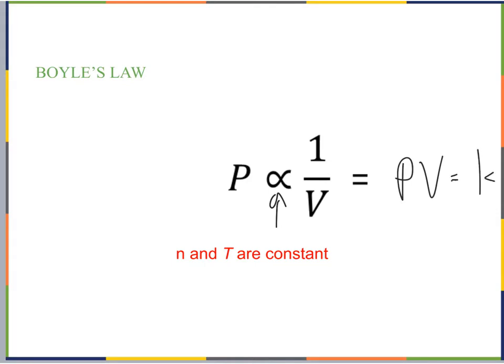Okay? So again, the number of moles and temperature have to remain constant. And in that case, if we change the pressure, the volume, if we increase pressure, the volume has to go down. If we decrease pressure, the volume has to go up. If we increase volume, the pressure goes down. If we decrease volume, pressure goes up. Okay?